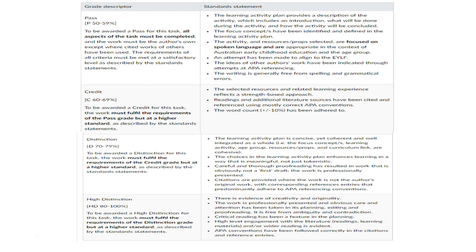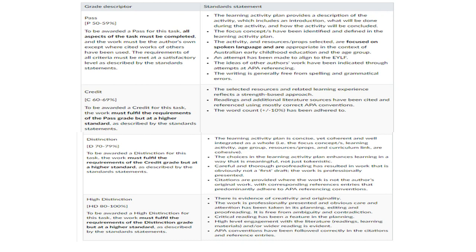We're making sure that you've got a meaningful lesson plan, that it's not just something you've pulled out of the hat, but you've really tried to think about how it aligns with the focus concept and with your age group. Remember that these are all building on that first pass descriptor. So you need to make sure all those standard statements are done. And then if you want to get a credit, distinction or high distinction, you're building on those. That's adding more to it, okay? So that's how that works in regards to your learning plan.